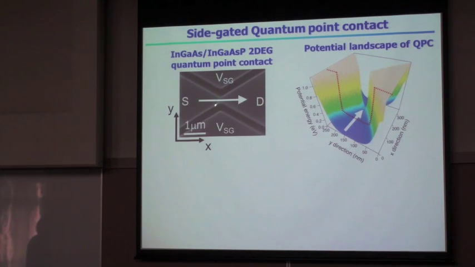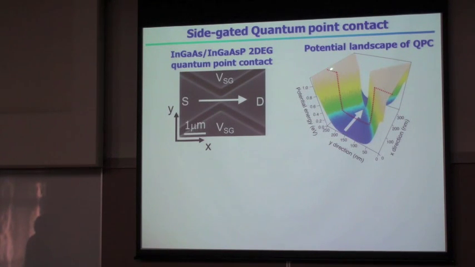And when we calculate the corresponding potential landscape of this QPC, this is the calculated result of the potential landscape. And since we etch this black region, we have a strong potential modulation like this. And this part is the center of the channel region, analogous to a constriction corresponding to this point.